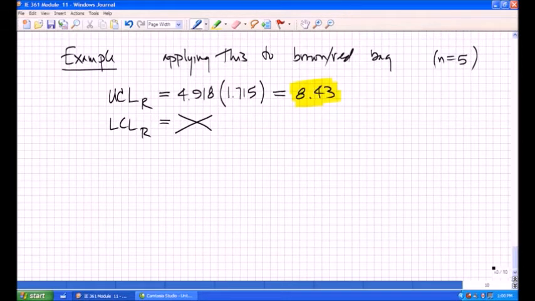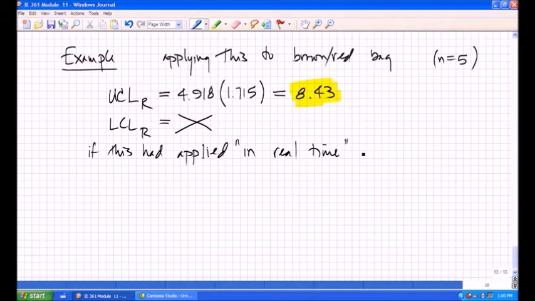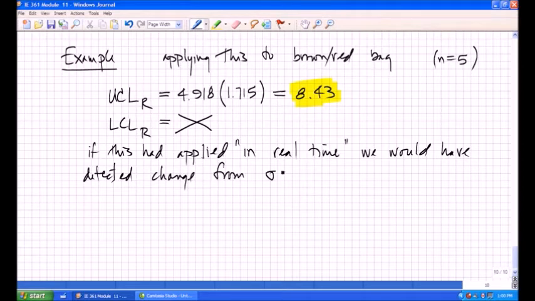And so the thing that's to be learned there is that if this had been applied in real time, and I mean as the ranges come rolling in, as opposed to applying this limit retrospectively, we would have detected the change from sigma of 1.715 at sample 16.